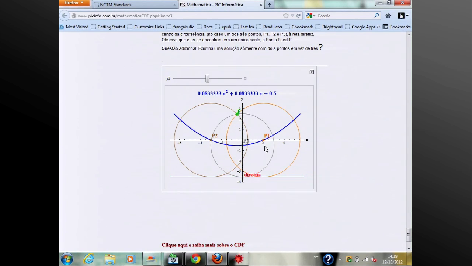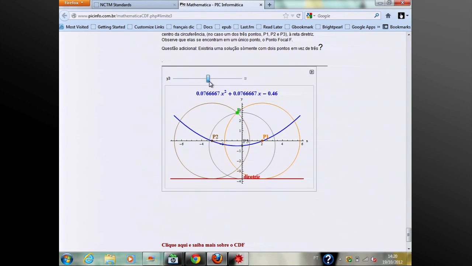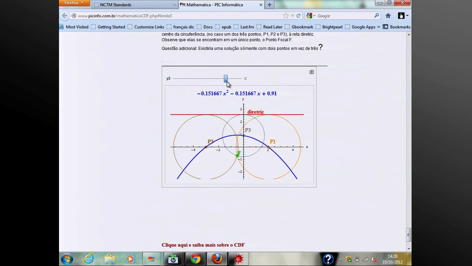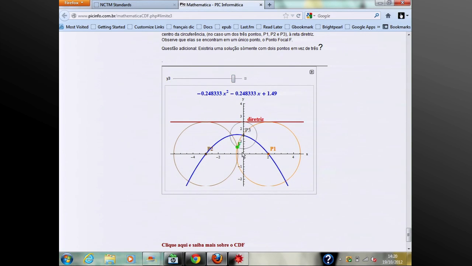We have 3 points, P1, P2, P3. And notice that the 3 points are on a parabola. The focus point is that one, the directrix is here. When you move the point P3, I can improve the location and so on. See? It depends on the position of P3, the parabola is there.